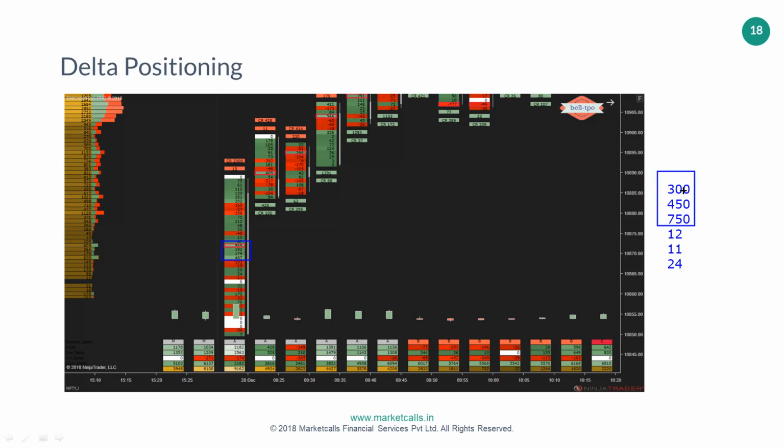But delta positioning happens, that doesn't mean it's a buying opportunity, right? If you are really looking for a scalping opportunity, you have to wait for the price to go away and then come and retest. You have to see some sort of an auction, some sort of an absorption happening over here. Then you can think of initiating a long, and then look for some sort of a breakout from those zones.